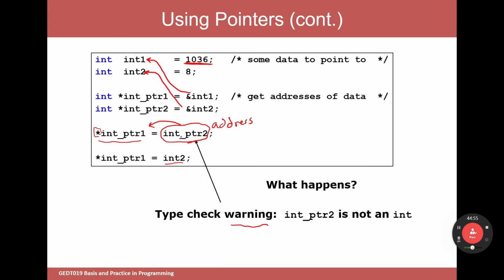If you want to give the value of PTR2, in this case you must put here some star, okay? If you put some star here, in this case you will go to where this pointer is pointing and give the value to this one. So this pointer 2 is pointing to 8. So in this case 8 will go to int PTR1. Int PTR1 is pointing to int 1. That means this one will be 8.